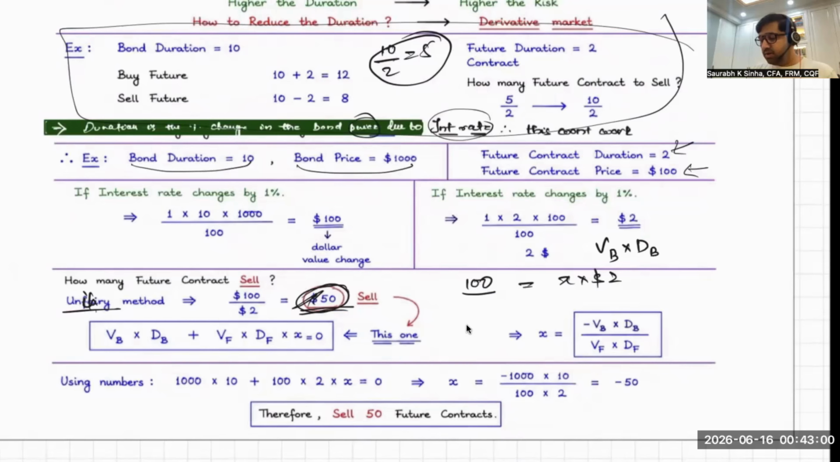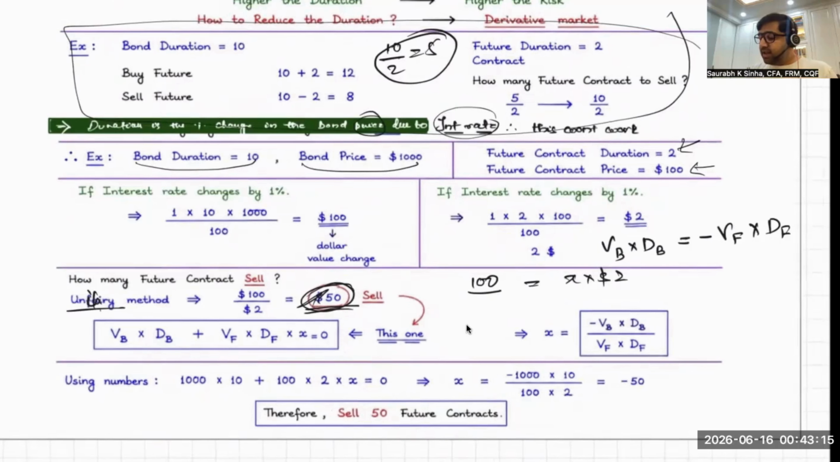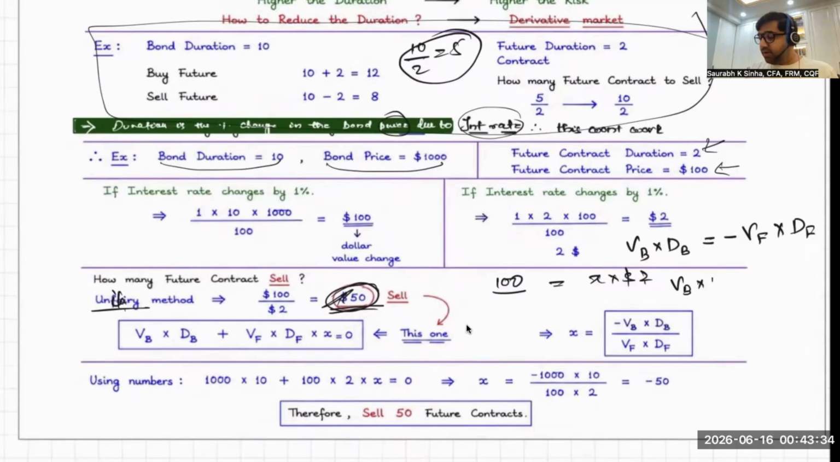of bond is equal to negative, because you're talking about selling the future contract. So value of the future contract into the duration of the future contract. So you're simply saying value of the bond into duration of the bond plus value of the future contract, or price of the future contract, into duration of the future contract equal to zero. This is your formula, and this is a universal formula.